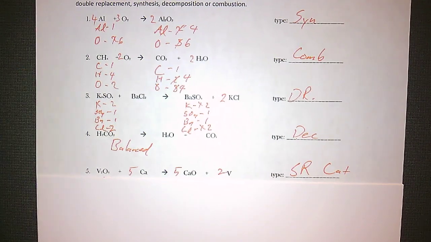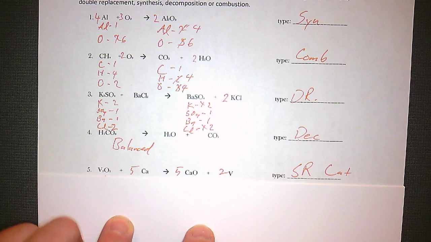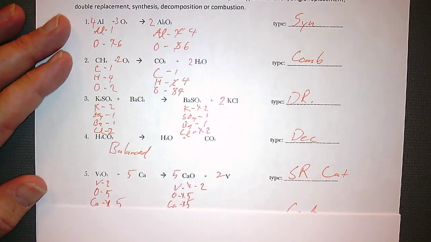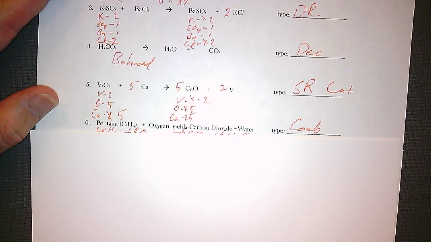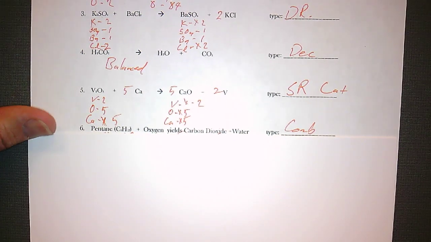All right. Number 5 should be V2O5 + 5Ca gives you 5CaO + 2V, and that is a single replacement, cationic. Why is it cationic? Because the positive thing changes, right? Positive thing gets kicked to the curb. Okay. Now, again, if I have one like this on the test, I've got to double check.